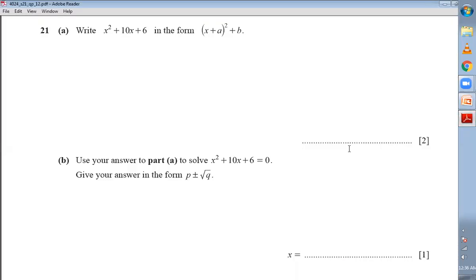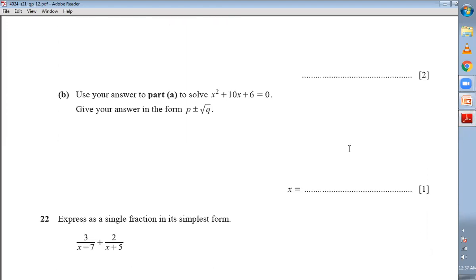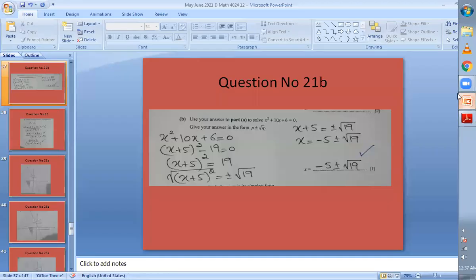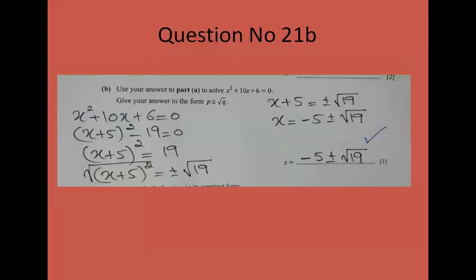Okay. So that was question number 21, the A part and the B part. Now on your screen, a 3-mark question. Express as a single fraction in the simplest form, 3 by x minus 7 plus 2 by x plus 5. So if you want to convert this into the simplest form and into a single fraction, let me show you. We have to take the LCM. So let me show you how this is done.